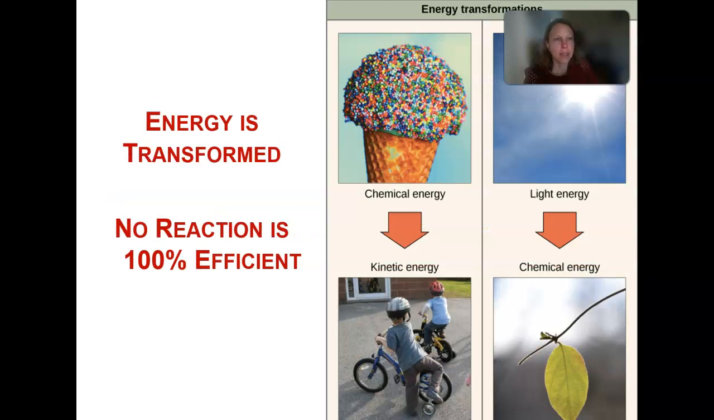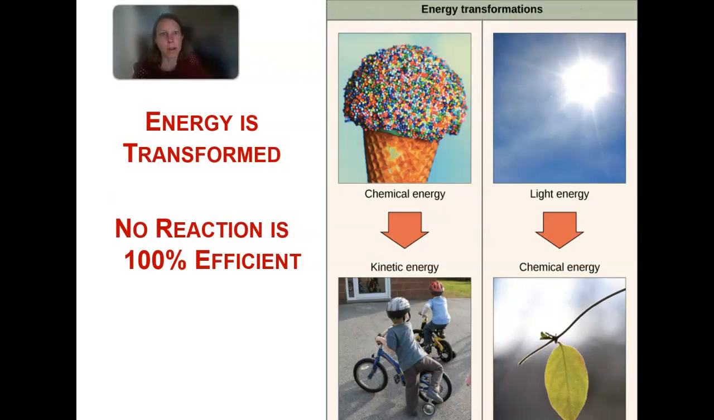So how do we see this in what we're going to talk about, our biological systems? So we're going to see lots of energy transformations. Everything we're going to talk about for the next 2 weeks is basically transforming energy from one form to another. So we can transform chemical energy in the form of food to kinetic energy in the form of movement. That's what we see here, going from the ice cream cone to the kids riding their bikes around.